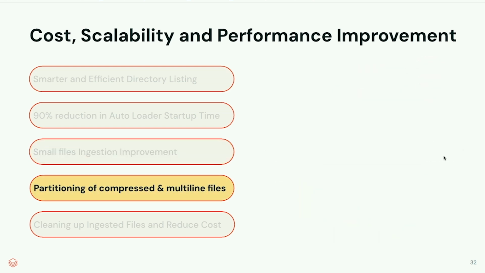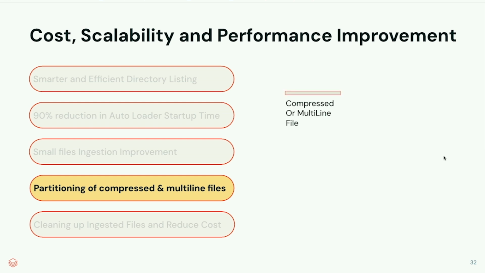A related improvement that we did was regarding compressed files or multi-line files like JSON, for example, where a single record can span multiple rows. Those kinds of files have to be processed in just one Spark task because we cannot reliably split them to process them in parallel. And because of that, a very large compressed file could have taken a large time.